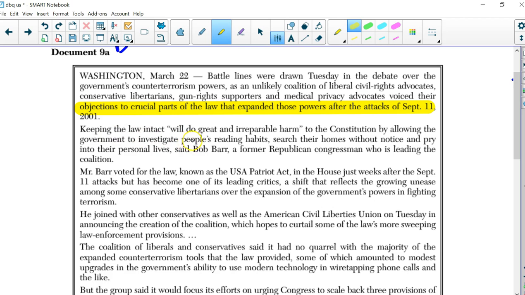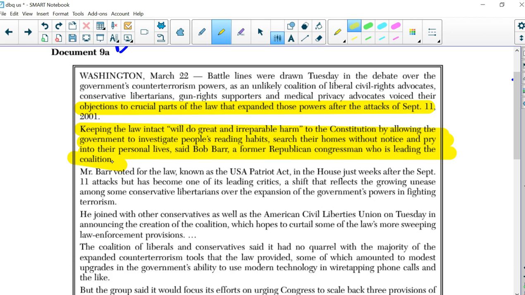"Keeping the law intact will do great and irreparable harm to the Constitution by allowing the government to investigate people's reading habits, search their homes without notice, and pry into their personal lives." Look at that. They just gave us our answer right out there in the open. Said Bob Barr, a former Republican congressman who is leading the coalition.